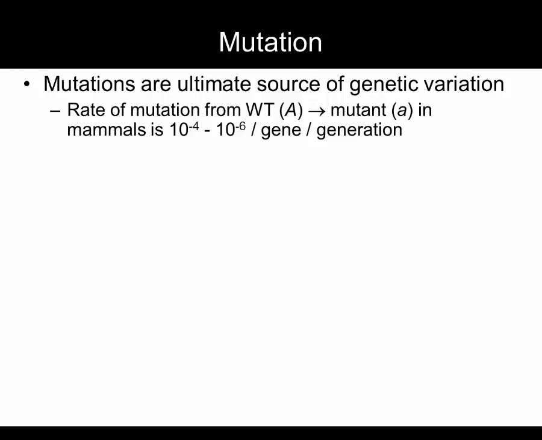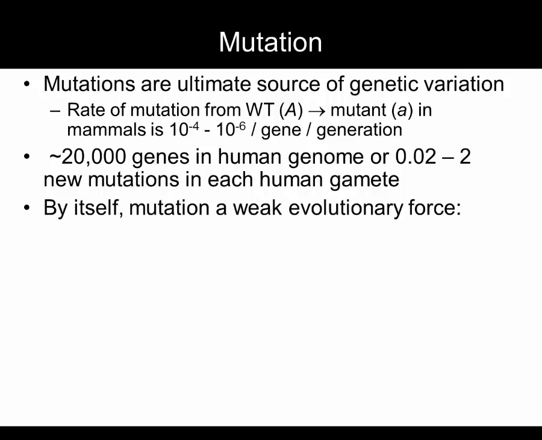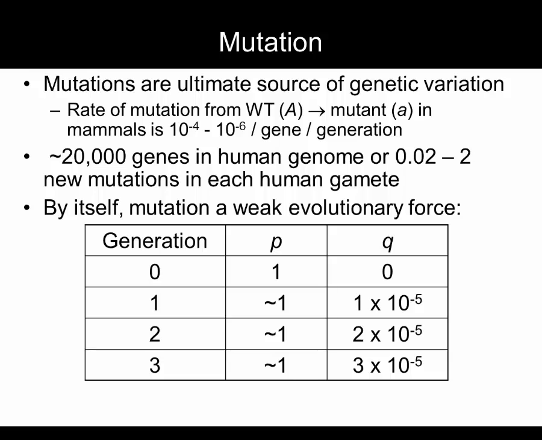When we first discussed mutations, we said the rate in mammals is 10 to the minus 4th to 10 to the minus 6th per gene per generation. With a little over 20,000 genes, this means on average, a given human gamete should have between 0.02 and 2 mutations. But by itself, this would make for a weak evolutionary force. The recessive allele frequency would only increase by about 1 times 10 to the minus 5th per generation.